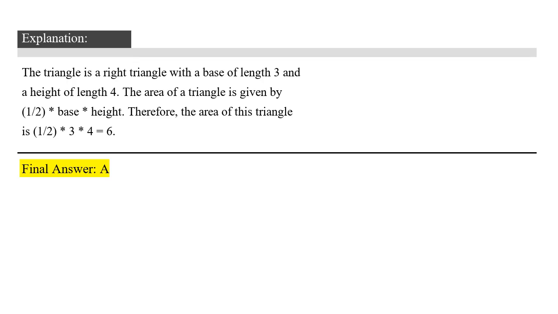The triangle is a right triangle with a base of length 3 and a height of length 4. The area of a triangle is given by 1/2 × base × height. Therefore, the area of this triangle is 1/2 × 3 × 4 = 6.